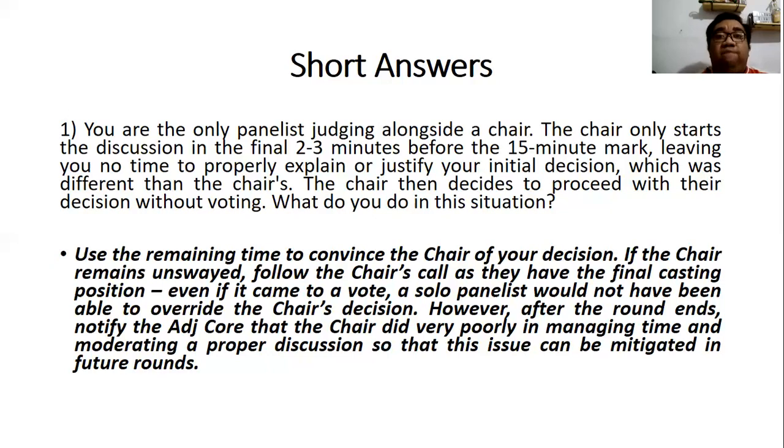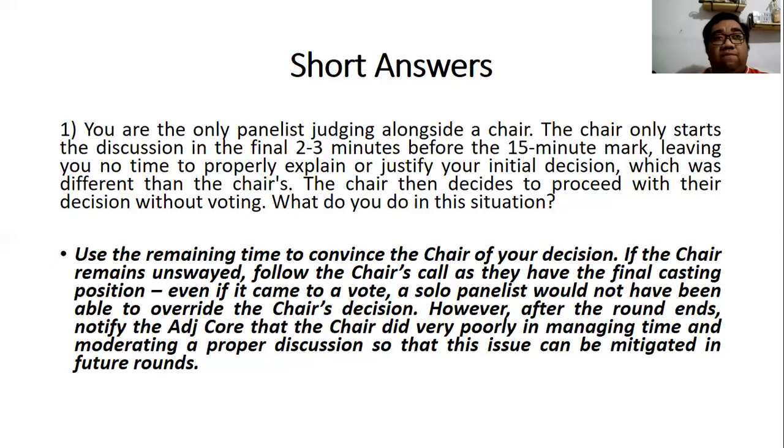Basically, the procedure of how you should judge and deliberate is violated in this process. It's important for us to have this feedback so that this issue can be mitigated in future rounds and we can take further actions on how to remedy this situation. So that's pretty much the answer that we're looking for.